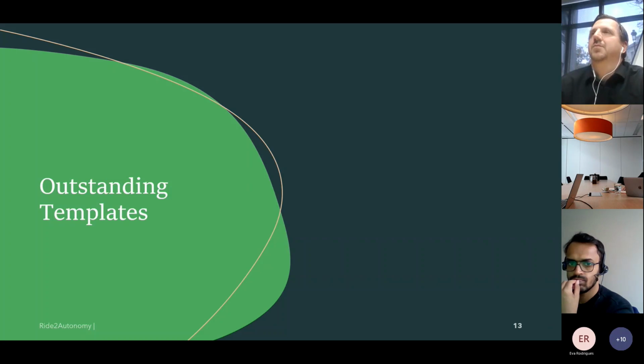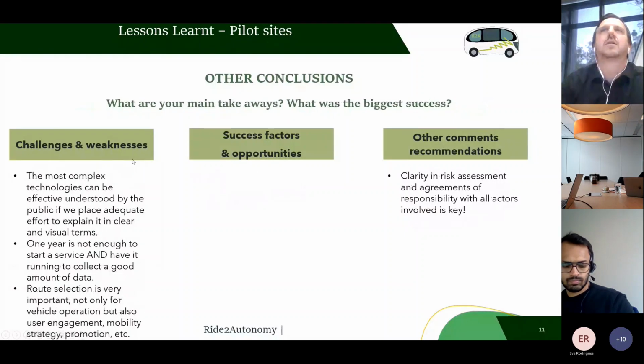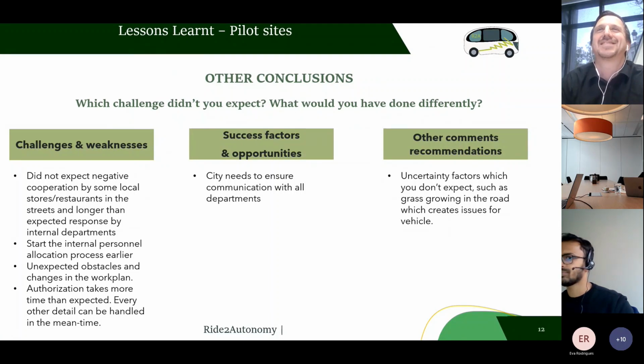Thanks Mark for this quite extensive overview of the evaluation aspects of things. Can you maybe go back to the last slide with the opportunities? Second to last. Yeah, this one. We were wondering what negative cooperation means.